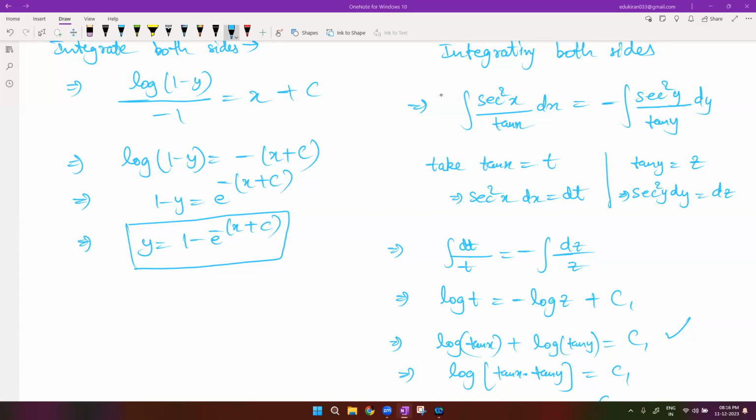Seventh. Anyone? Seventh, y log y dx is equal to x dy. Take all the x with dx, take all the y with dy. Anyone? Seventh? Austin, will you try? Or Shahid? Yeah, please, Austin.